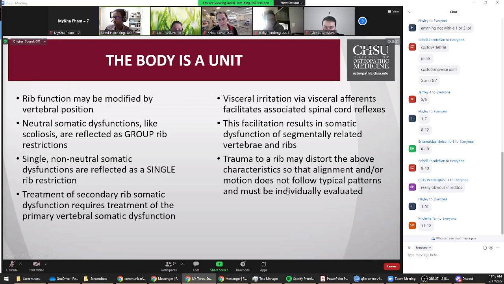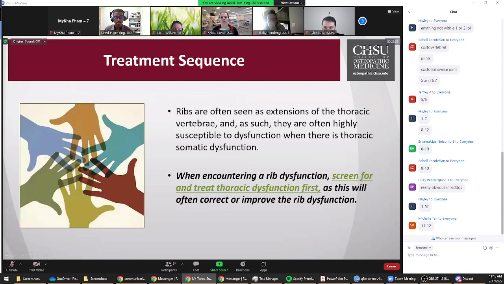And a big thing to note is that when you are treating a rib dysfunction, you're going to want to treat the thoracic first. All right, so always treating centrally, then going peripherally. Treat that central thoracic vertebra first, and then go for that rib if it isn't already treated, because oftentimes you treat a thoracic segment that's associated with that rib, and the rib dysfunction will also resolve. Okay, so that'll save you time and improve efficacy as far as clinical applications.